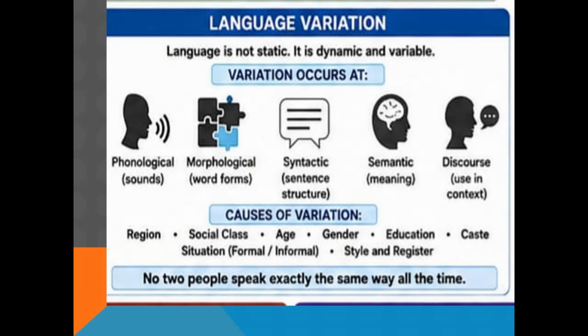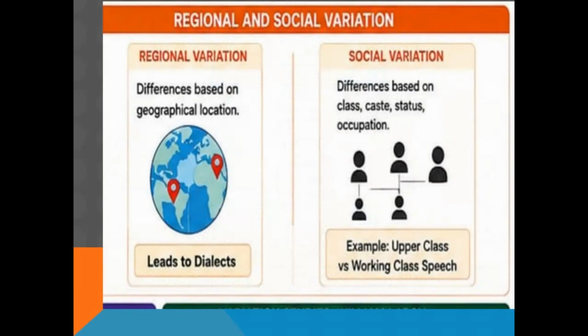Now, this variation can be divided into regional variation and social variation. Regional variation refers to differences based on geographical location. These differences create dialects. Social variation refers to differences caused by social class, caste, education, occupation, gender, or age. So language varies not only from one place to another but also from one social group to another social group.